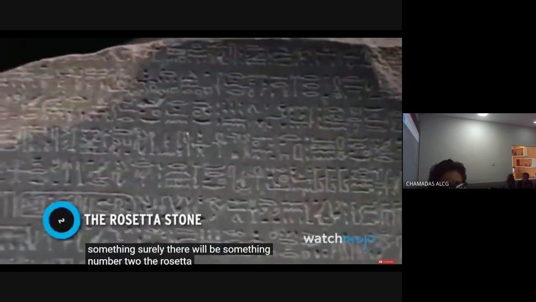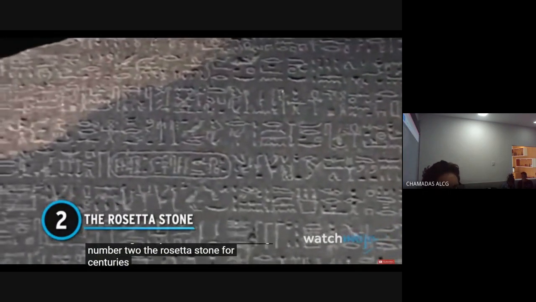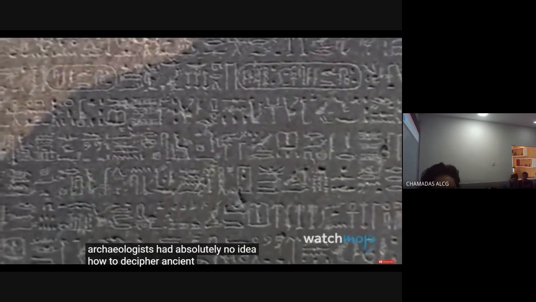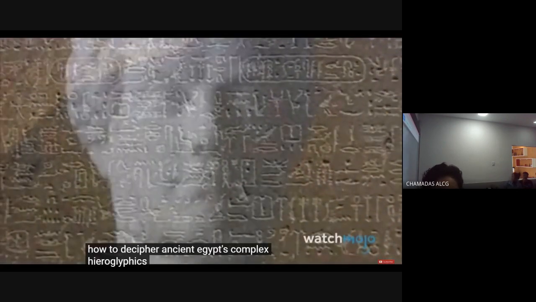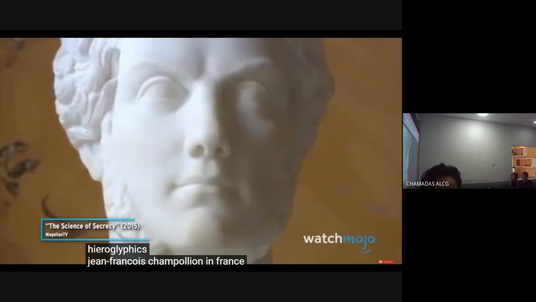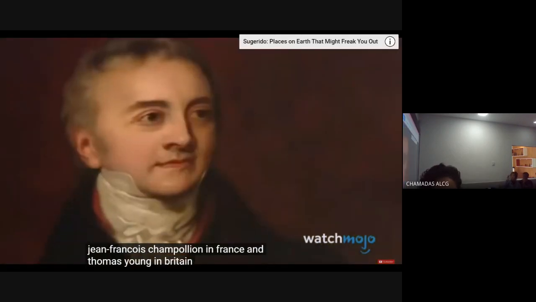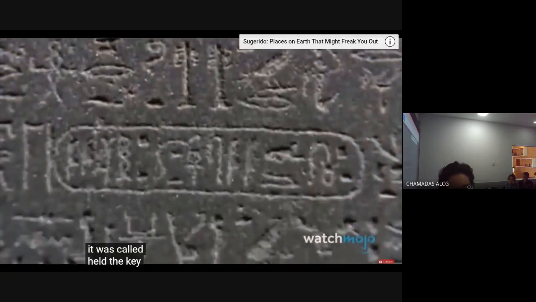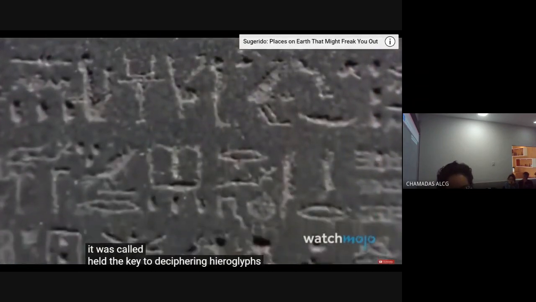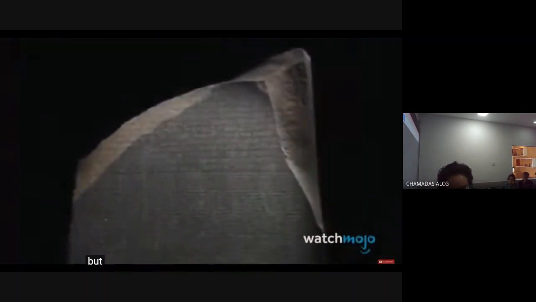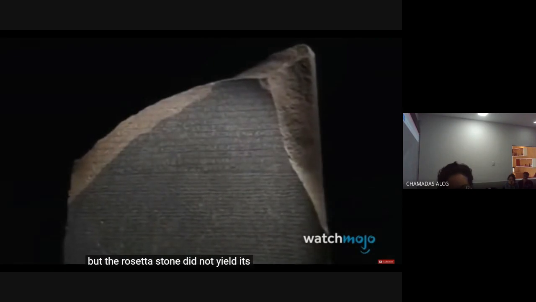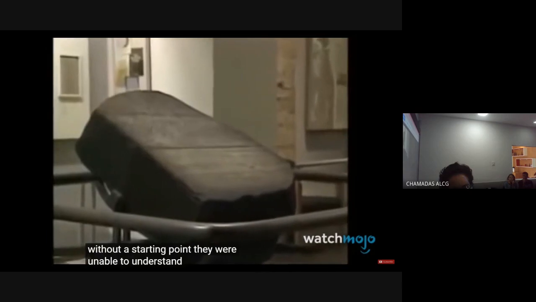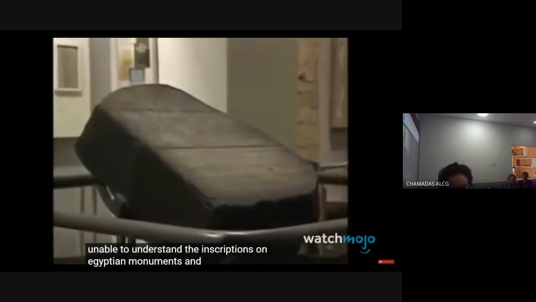Number 2, the Rosetta Stone. For centuries, archaeologists had absolutely no idea how to decipher ancient Egypt's complex hieroglyphics. Jean-Francois Champollion in France and Thomas Young in Britain both believed that the Rosetta Stone, as it was called, held the key to deciphering hieroglyphs. But the Rosetta Stone did not yield its secrets easily. Without a starting point, they were unable to understand the inscriptions on Egyptian monuments and artifacts.